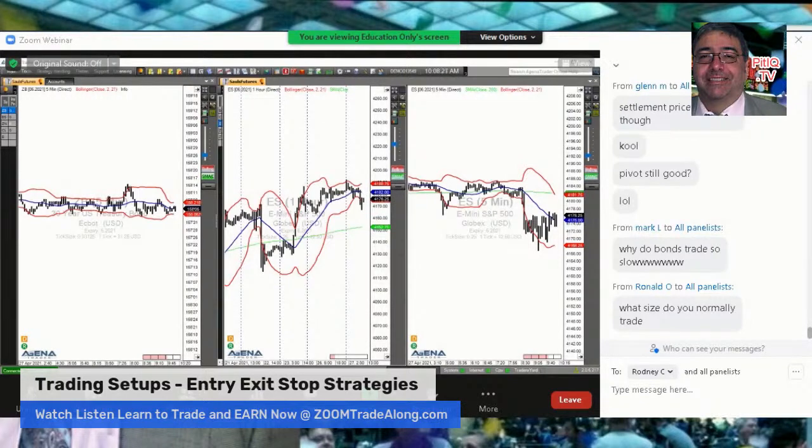It all depends on what size I normally trade. It all depends on the day. Could range from 2 lots to 5 lots to 10 lots to 20 lots, whatever. Doesn't really matter what I do. It matters what you do.